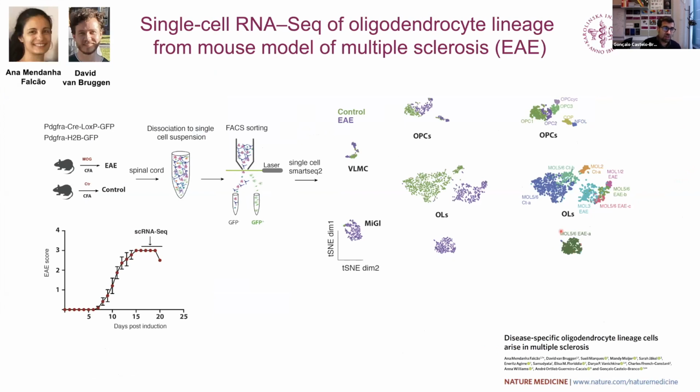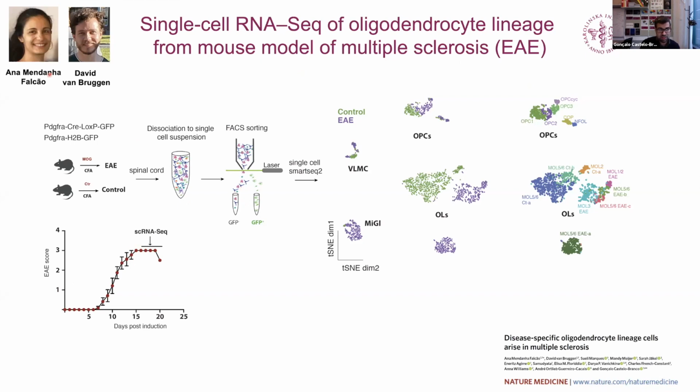So following this, Ana Falcão, at the time a postdoc in our lab, that now has her own lab in Portugal, and also David van Bruggen, a PhD student, decided to perform single-cell RNA sequencing focusing on the oligodendrocyte lineage in a mouse model of multiple sclerosis. And this mouse model is called EAE. You basically inject the mice with Freund's adjuvant and stimulate with a myelin peptide. And then after a few days, the mice start developing symptoms of the disease.